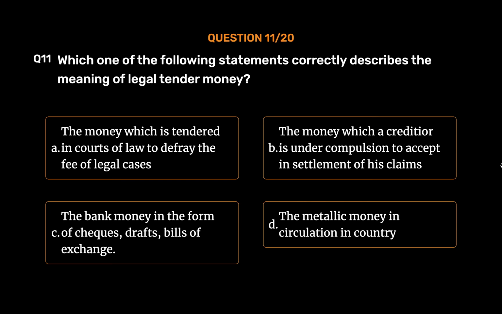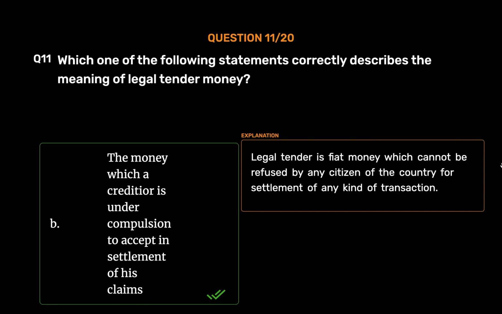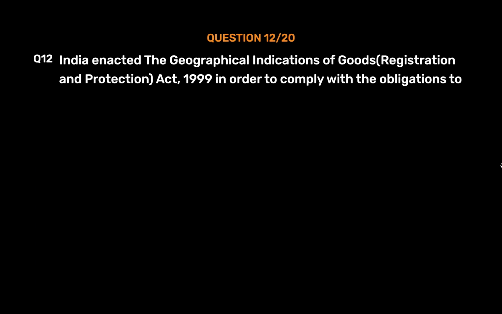The correct answer is option B: the money which a creditor is under compulsion to accept in settlement of his claims. Legal tender is fiat money which cannot be refused by any citizen of the country for settlement of any kind of transaction. Question number 12.